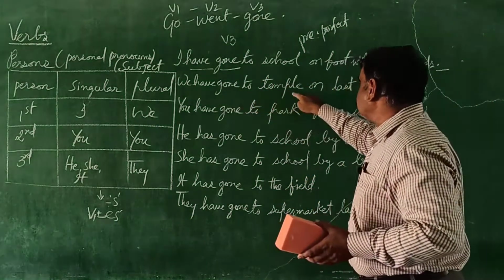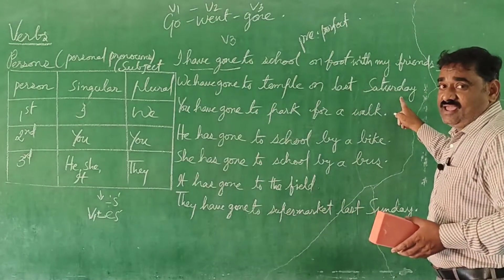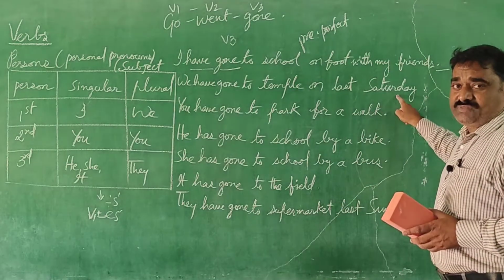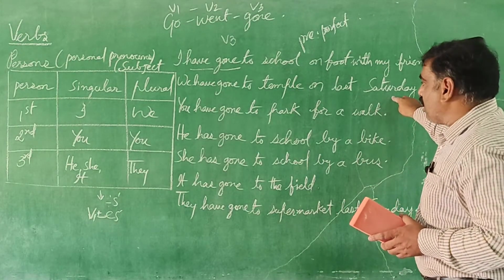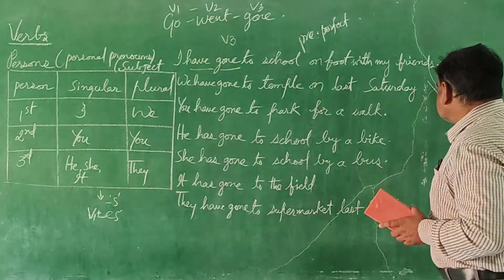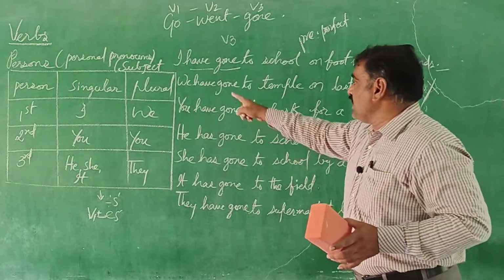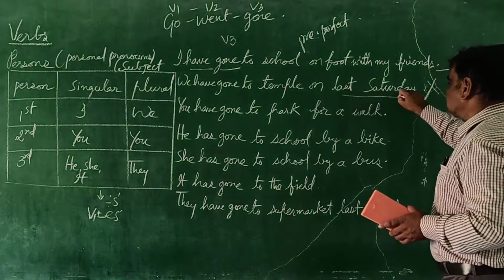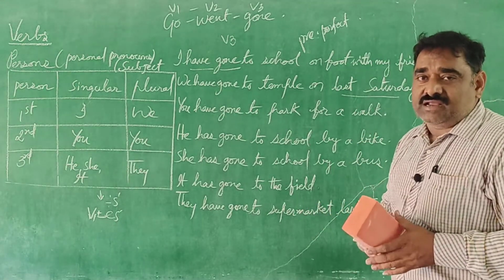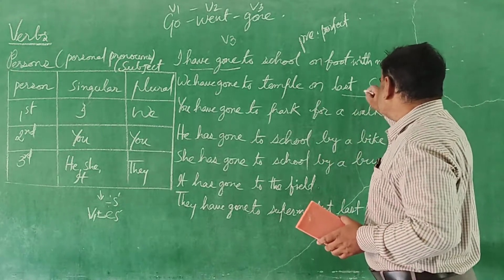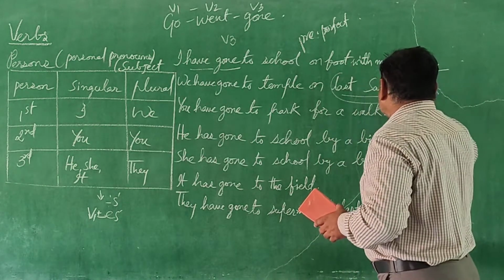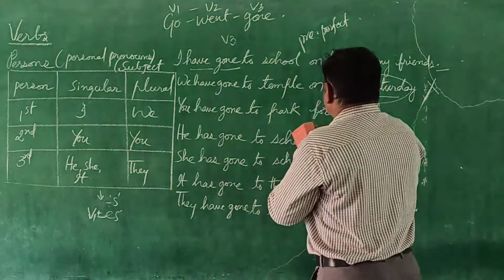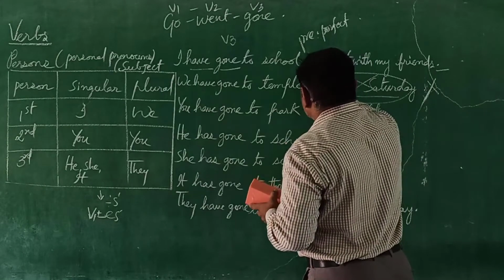We have gone to temple on last Saturday. Now this is a tricky point. Is the sentence correct? Is the usage correct? We have gone to temple on last Sunday. This is absolutely wrong. We have gone is present perfect, whereas last Sunday is a time expression for past tense. So this is a wrong usage. Here you should place a full stop after temple.